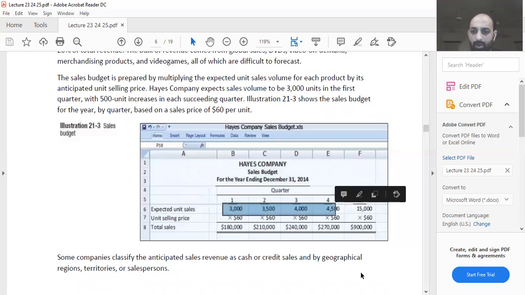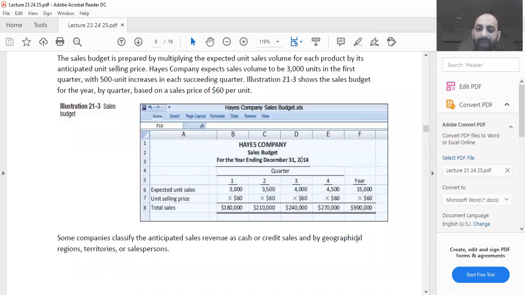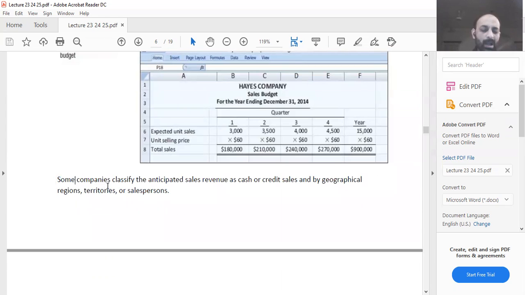Using all these four figures you can calculate the expected unit sales for the whole financial period. We know the selling price is $60 per unit. So when you multiply the unit selling price with the expected unit sales, you get the total expected sales. So you expect for the financial period 2014, your total sales will be $900,000. This is called the Hayes Company sales budget. Some companies classify the anticipated sales revenue as cash or credit sales and by geographical regions, territories or salesperson.